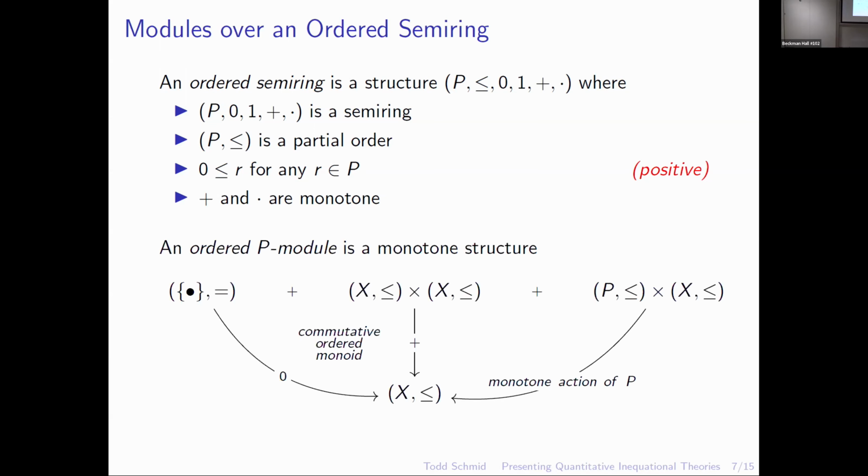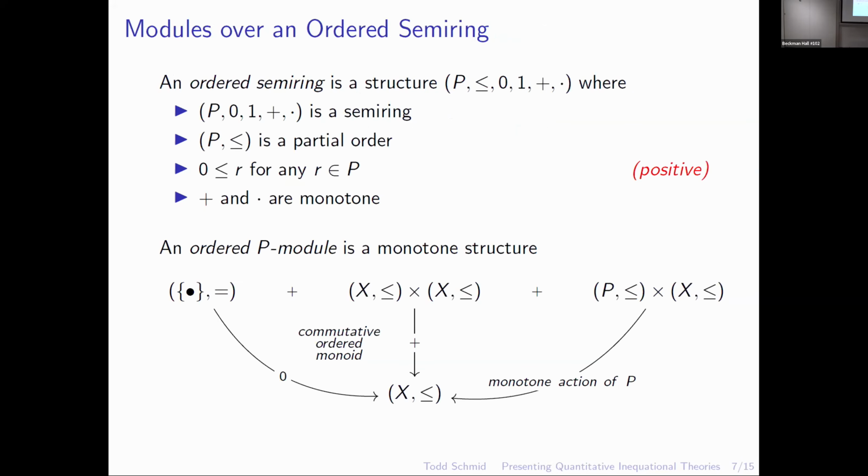Okay, and an ordered P module is pretty straightforward given the diagram we had before. Basically, all I did was replace all of the objects with partially ordered sets. So it's an ordered commutative monoid, or a commutative ordered monoid, I don't think it matters, and a monotone action of P. So this means it's monotone in both arguments: monotone in the P argument and also monotone in the commutative monoid argument.